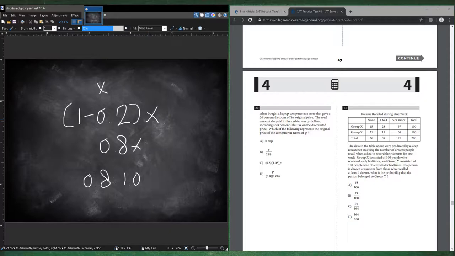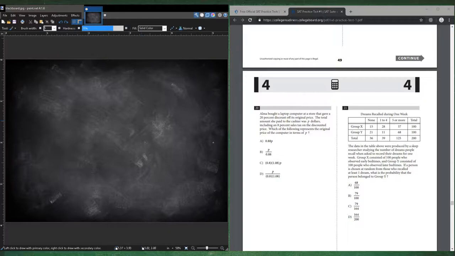Pretty basic question. It's just working with money. But you just keep reversing variables to find out the answer.